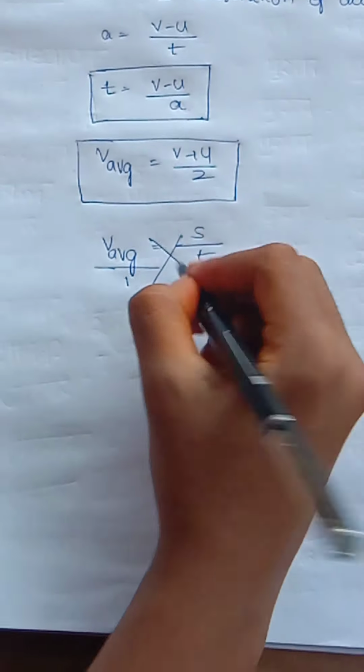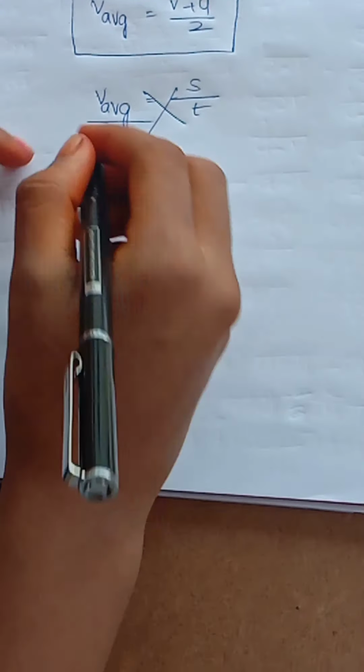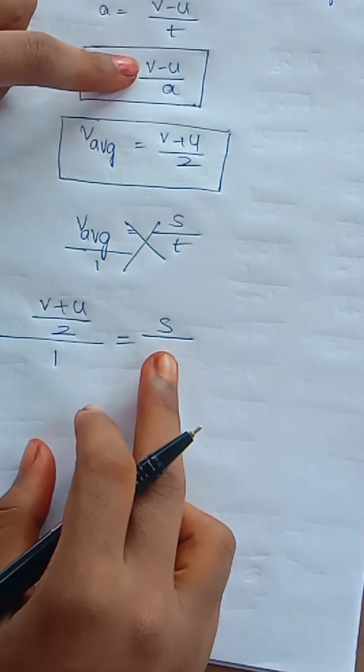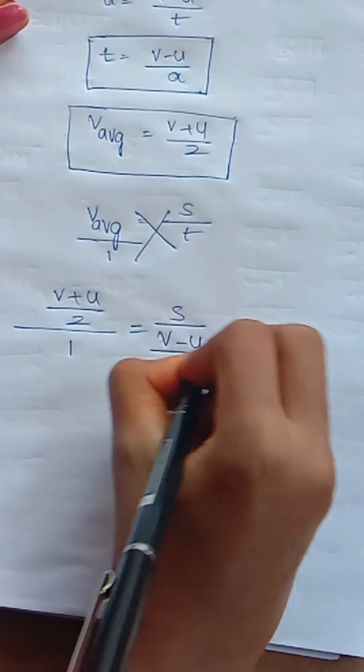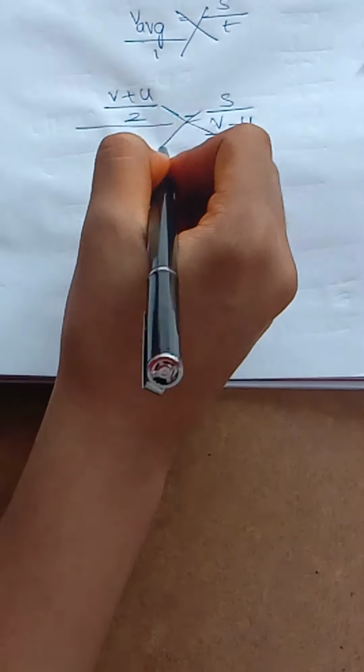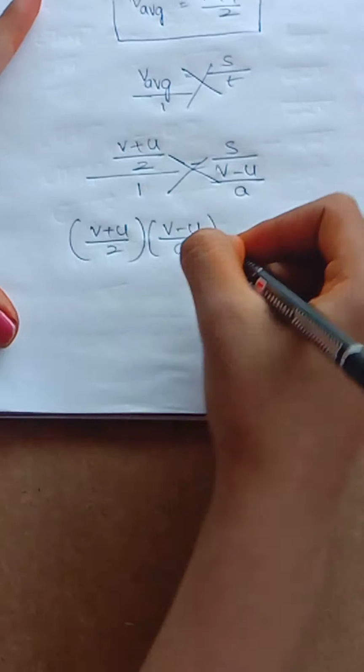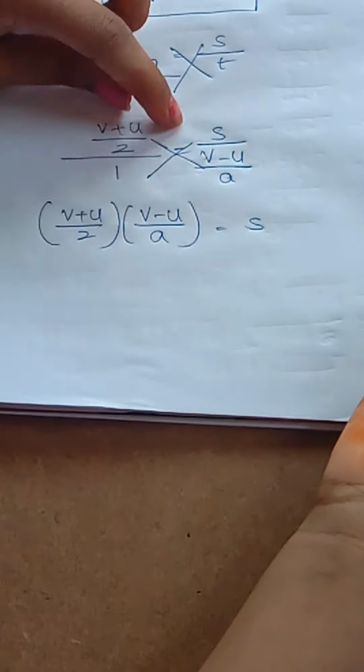Cross multiplication. In the place of v average, we must substitute v plus u by 2, by 1, is equal to s by t. In the place of t, we should substitute v minus u by a. Now do cross multiplication. v plus u by 2 into v minus u by a is equal to s.